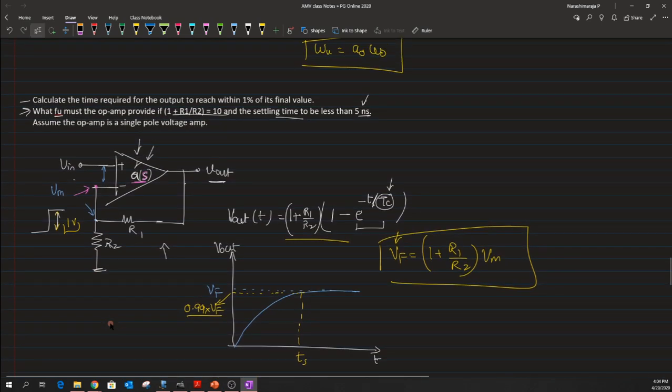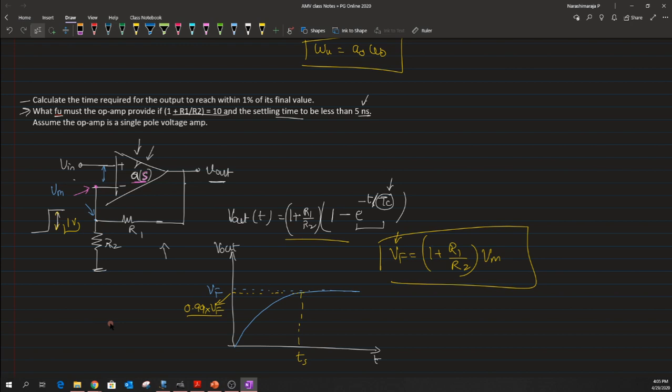This is how we could see that the specification in turn defines a particular parameter of the open loop configuration, and we have discussed today two among those parameters. The first one being the gain: we saw how a gain error defines the open loop gain. In the second example we saw how a settling time requirement has imposed a kind of unity gain bandwidth onto this open loop configuration.